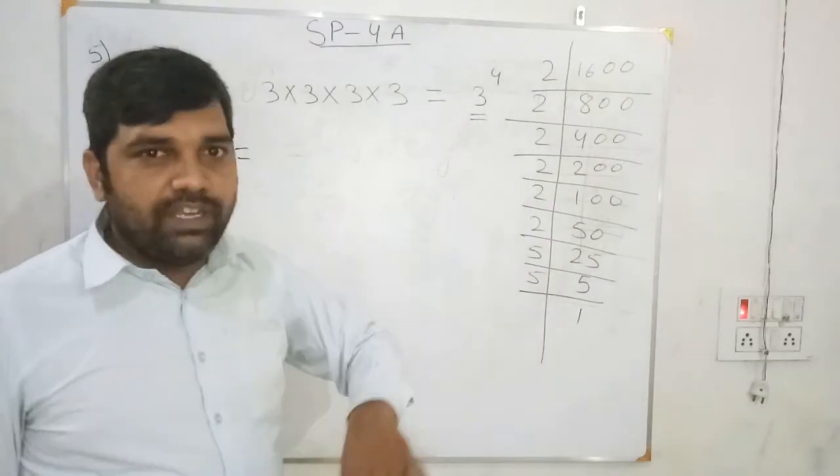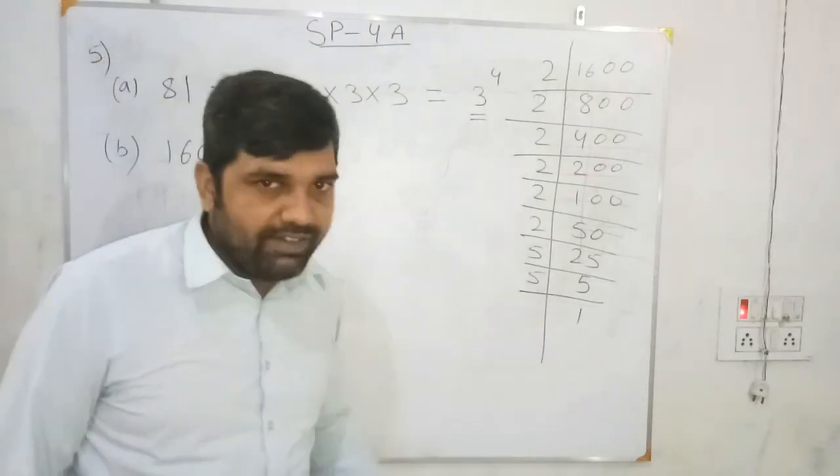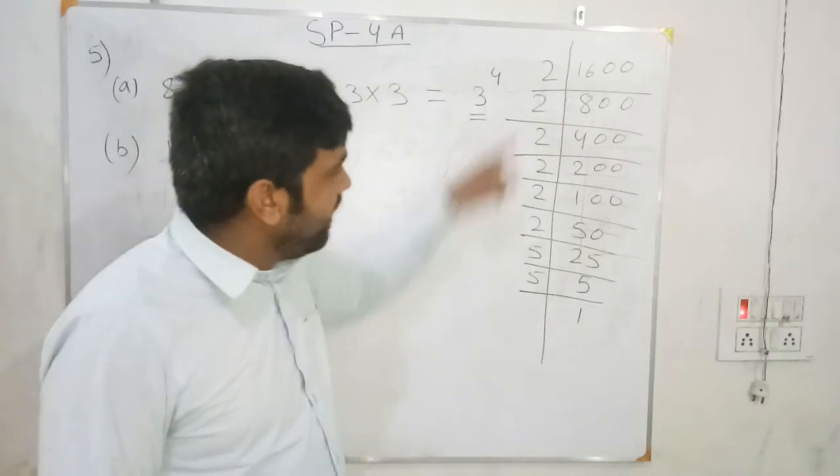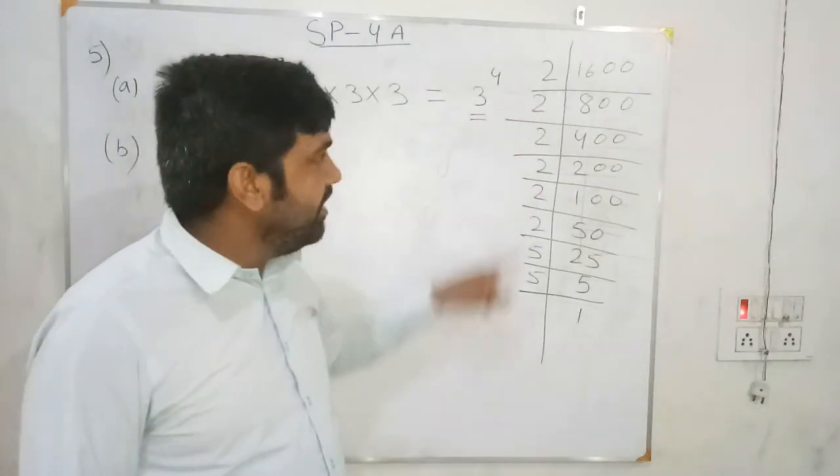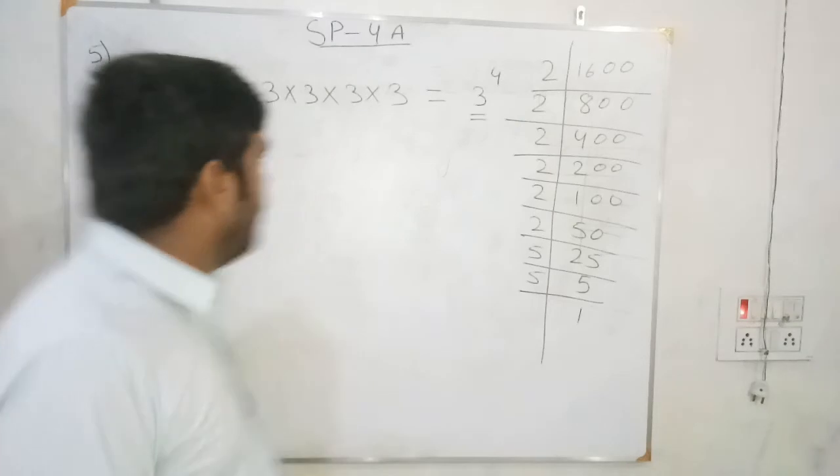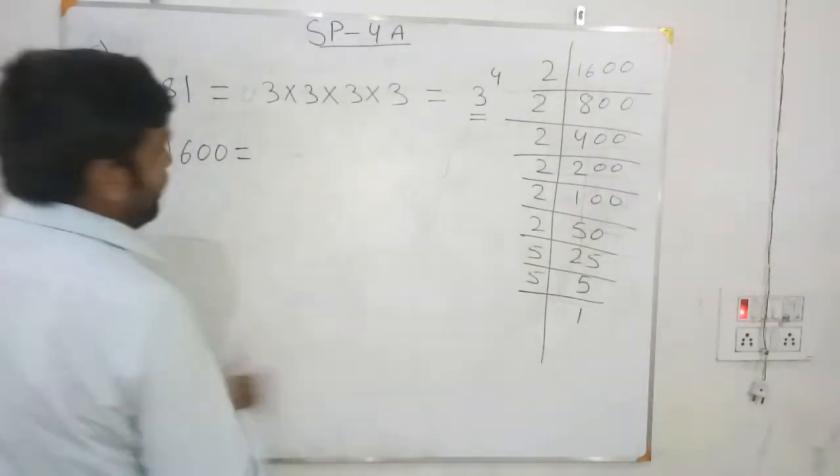If not divisible by 5, then check with the next prime number, 7. Only take prime numbers here. Don't take any number other than a prime number, otherwise you will get the wrong answer. So here, what did we get?